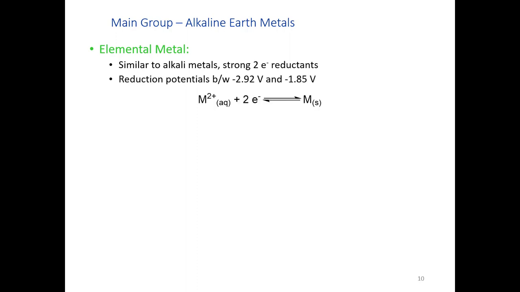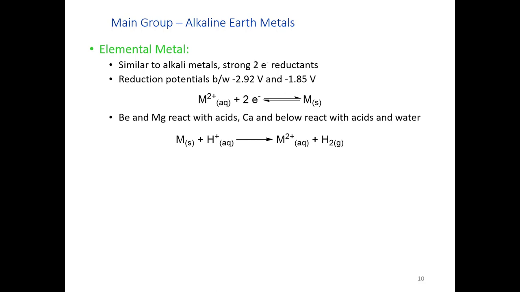The reduction potentials of the group 2 metals are quite negative, just like the alkali metals. Beryllium is a large outlier though, and without it, the reduction potentials range between -2.92 volts to -2.37 volts. Beryllium is at -1.85 volts, so it's a bit more oxidizing than the rest of the group. And because beryllium has a much higher reduction potential and also a higher ionization energy, we will address its chemistry separately from the rest of the alkaline earth metals.